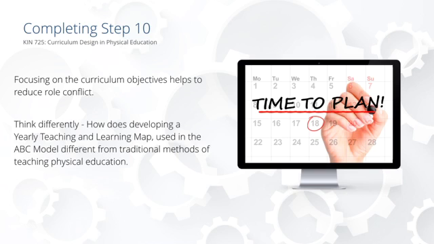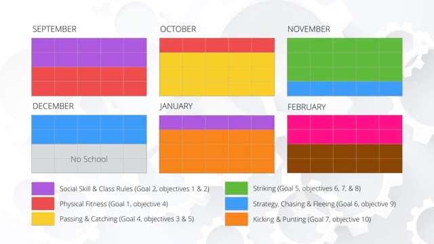The second part of step 10 is to develop a calendar which outlines what objectives will be taught and when they'll be taught. And this is basically a visual map or plan of your entire school year.